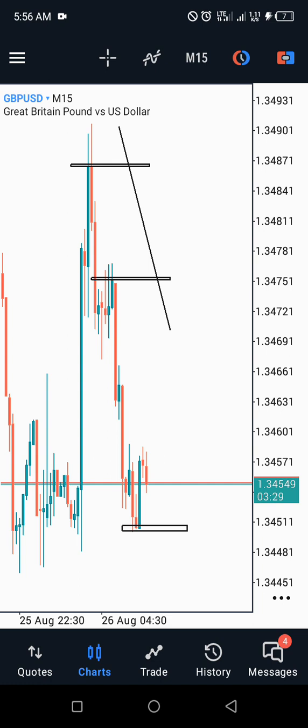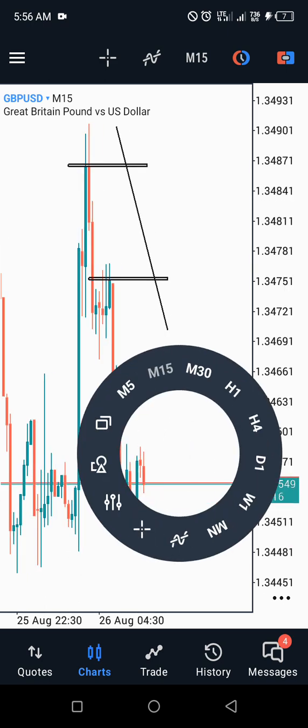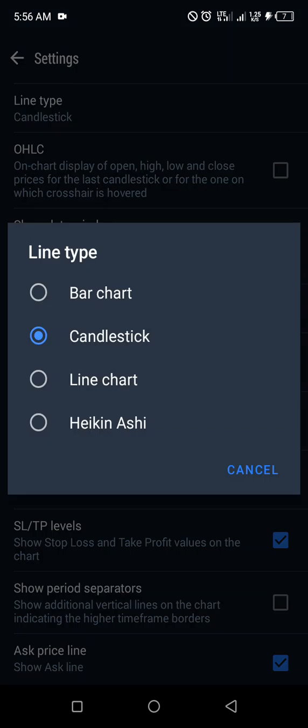I just mark on the closing price of the bullish candle at the top as my resistance, then the bearish candle closing price at the bottom here as my support. Okay, so what I want to do is transition this to a line chart so you understand what I'm talking about.